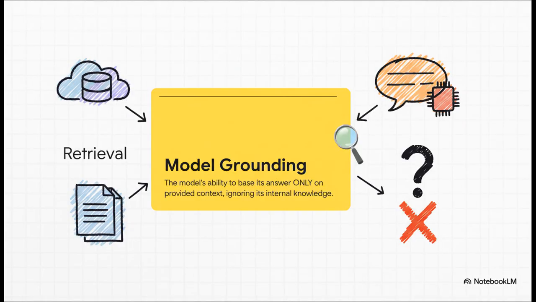This all comes down to a really important concept called grounding. Grounding is just the model's ability to stick to the script, to the context you gave it. And here's a great way to test this. Give it a context that you know is factually wrong, like "the sky is green," and then ask, "what color is the sky?" A well-grounded model will say green. A poorly grounded one will ignore you and just say blue.